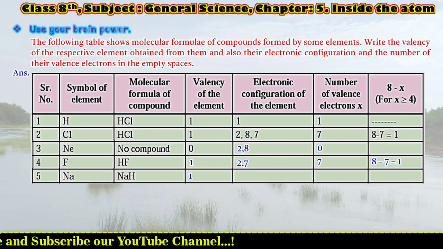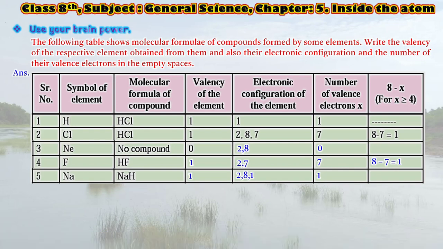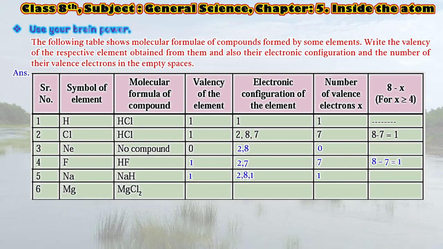Electronic configuration of the element is 2, 8 and 1. Number of valence electrons X is 1. Symbol of element is capital M and small g. Molecular formula of compound is MgCl2. Valency of the element is 2.